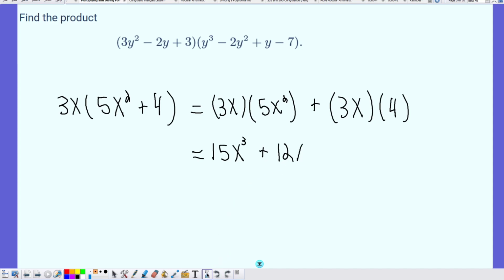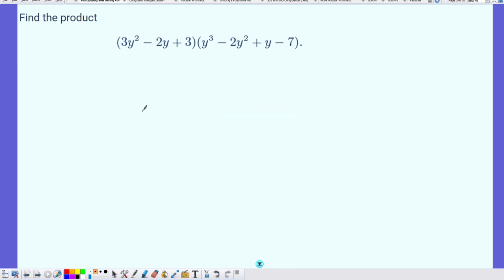But what about when we get to stuff that's a bit more complicated, like this one? Well, we can sort of visualize it or process it in the same way we did the last one, where we're going to take this thing on the outside and distribute it with everything in the other polynomial. So I'm going to distribute this with y to the third, which gets me 3y squared minus 2y plus 3 times y to the third.